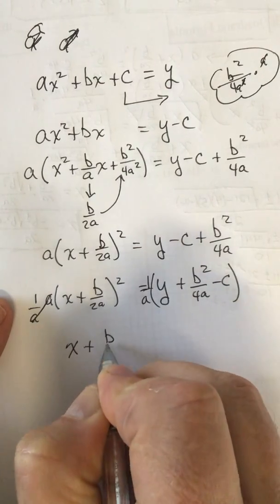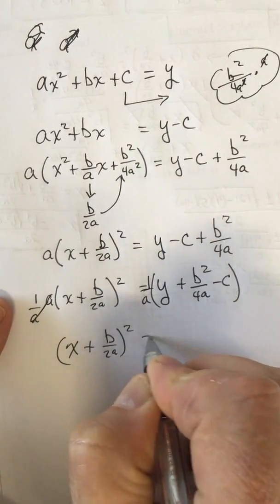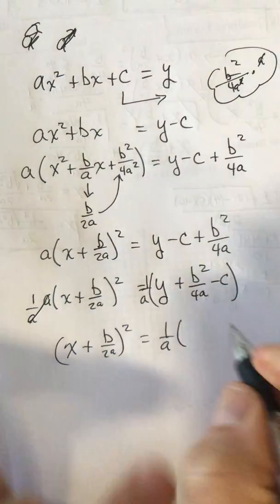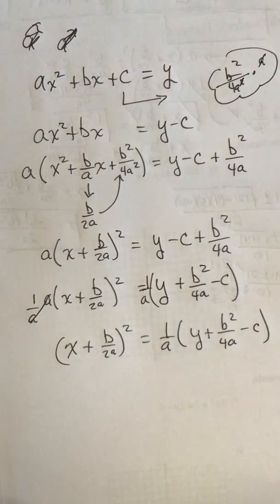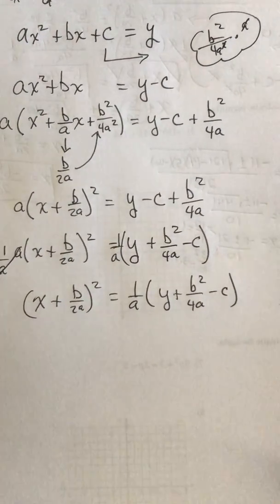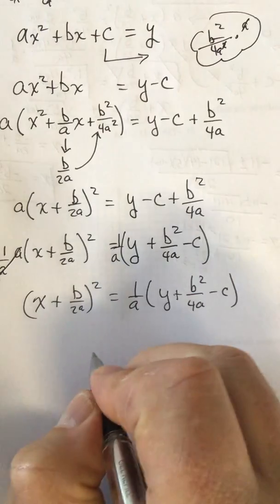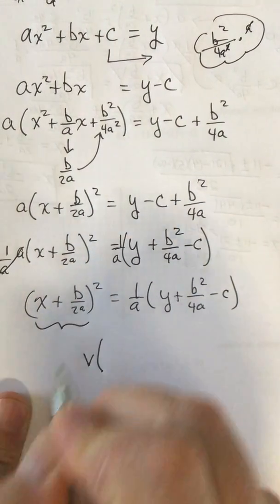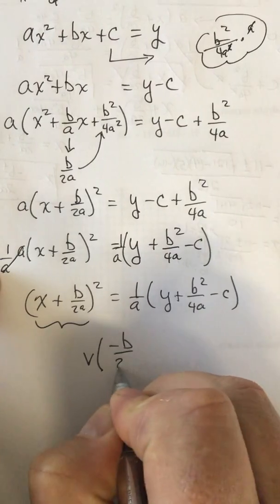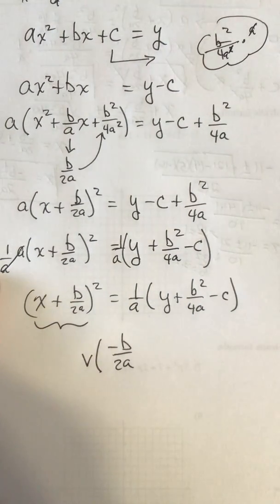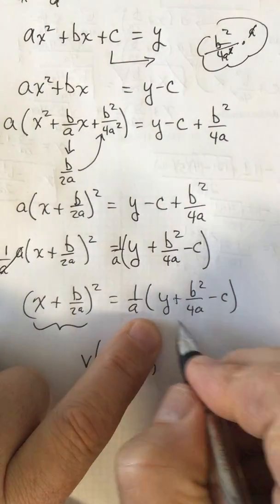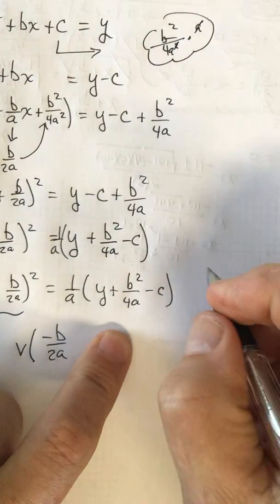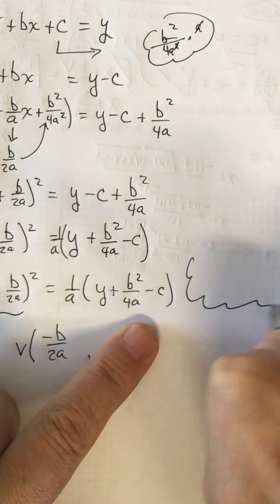So we have x plus b over 2a all squared equals 1 over a, and then this stuff, y plus b squared over 4a minus c. Okay, this is that transformational form that we did at the very beginning. Here's the vertex. The vertex is what makes this piece 0. Well, negative b over 2a makes that piece 0. And it's what makes this piece 0. Okay, so I need this piece to be 0. So I'm gonna do a little thought bubble over here.